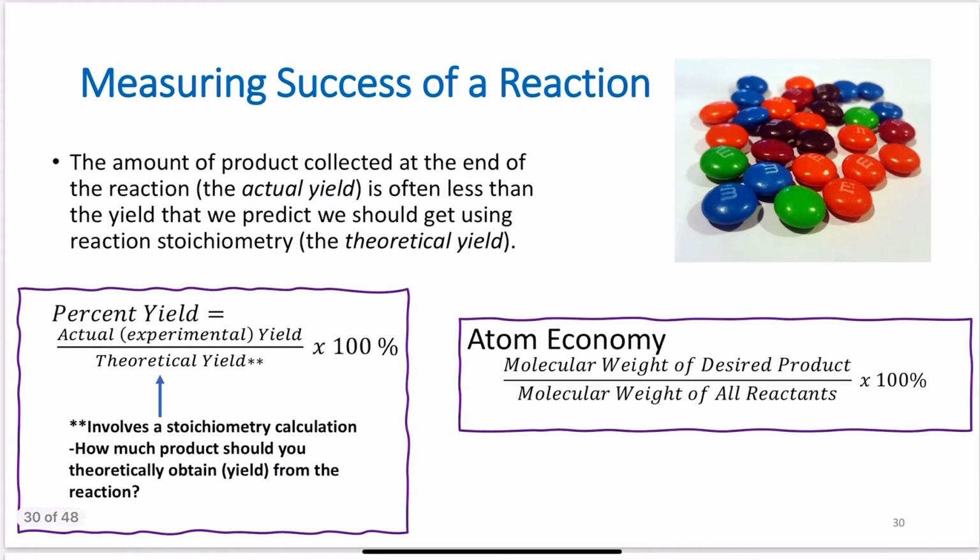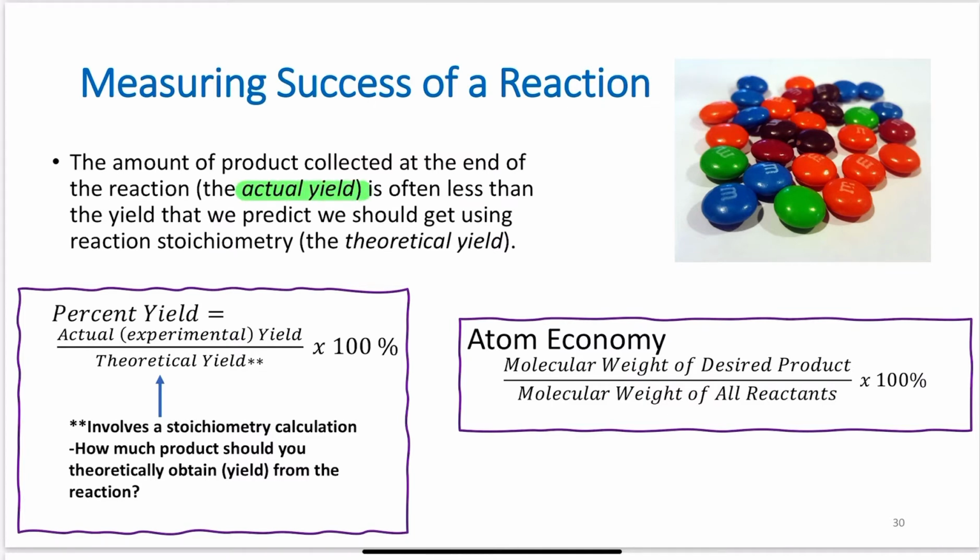So in the previous module, or the previous video, I did define the terms percent yield and atom economy. But in this section, we're actually going to start using them. Both percent yield and atom economy are used as methods of measuring the success of a reaction, but they're again measuring different things. The amount of product collected at the end of a reaction is called your actual yield. How much did you actually obtain?